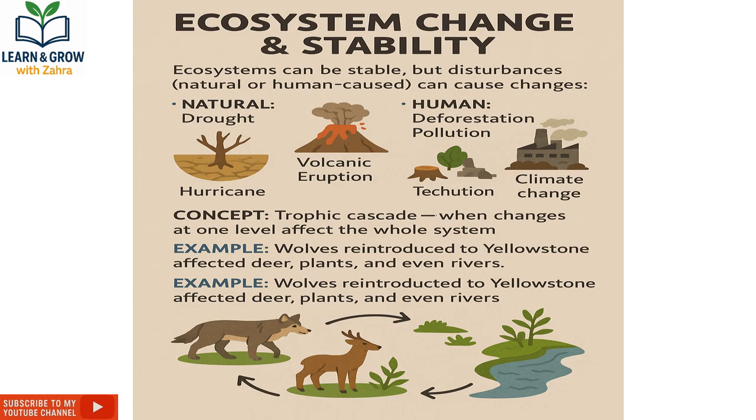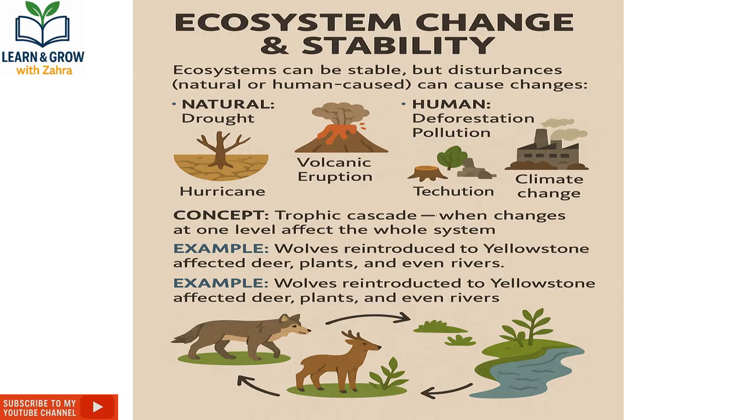Is that where that trophic cascade thing comes in? Sounds dramatic. It can be. A trophic cascade is when a change at one level of the food web, maybe removing a top predator or adding one, causes ripples all the way down. It affects the whole system. You have an example? A classic one is the reintroduction of wolves into Yellowstone National Park in the U.S. They had been gone for decades.